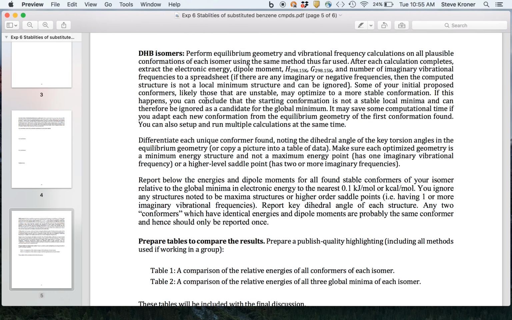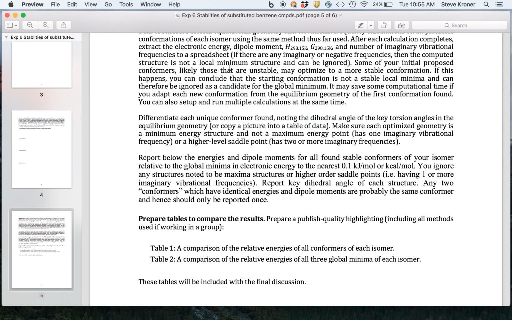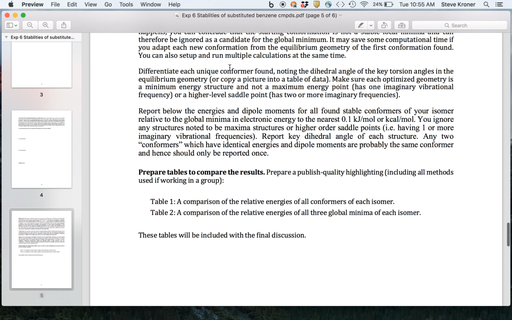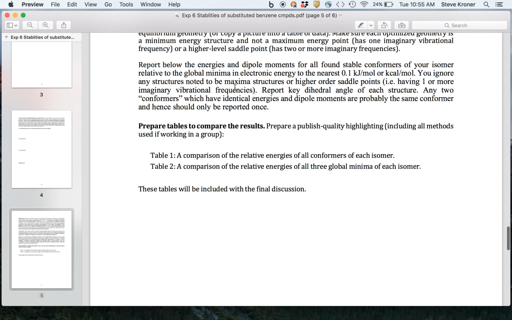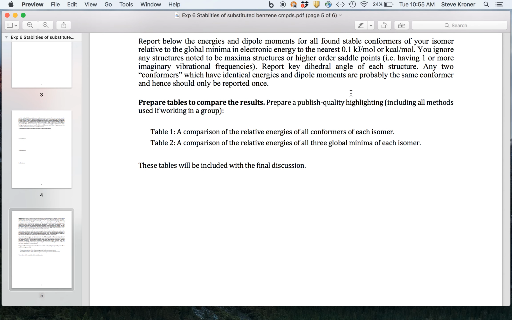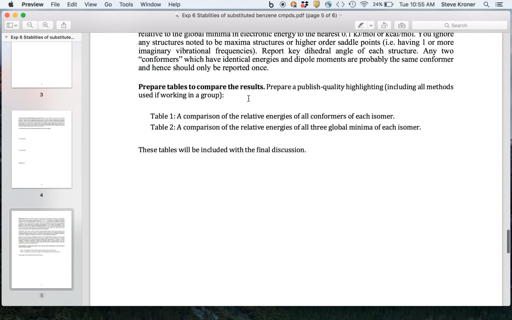And then for these compounds, you're going to look with the same theory and basis set. You're going to look at their delta E's, delta H's, and delta G's like you did previously. We want you to report and look at their dihedral angles so you can get a sense of which ones are the most stable. You'll be preparing some tables that compare the relative energies for each conformer of each isomer.